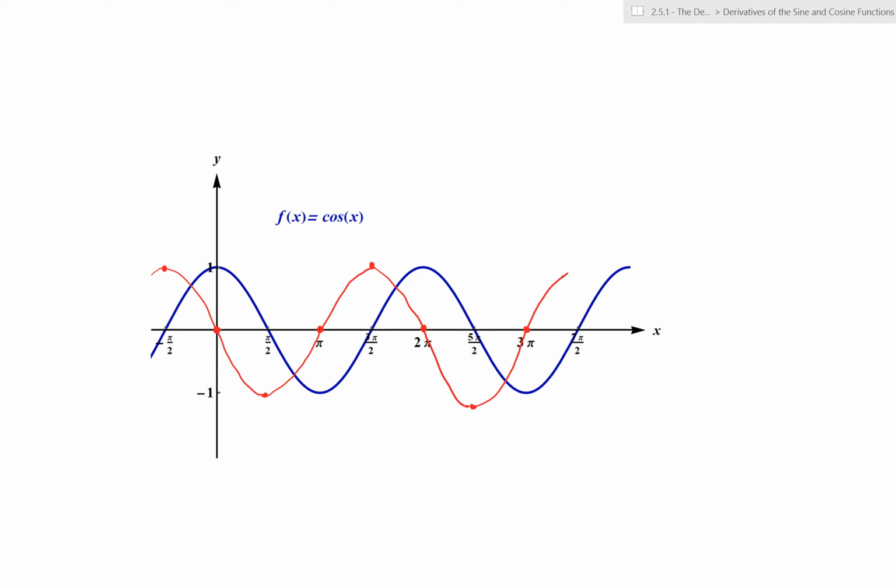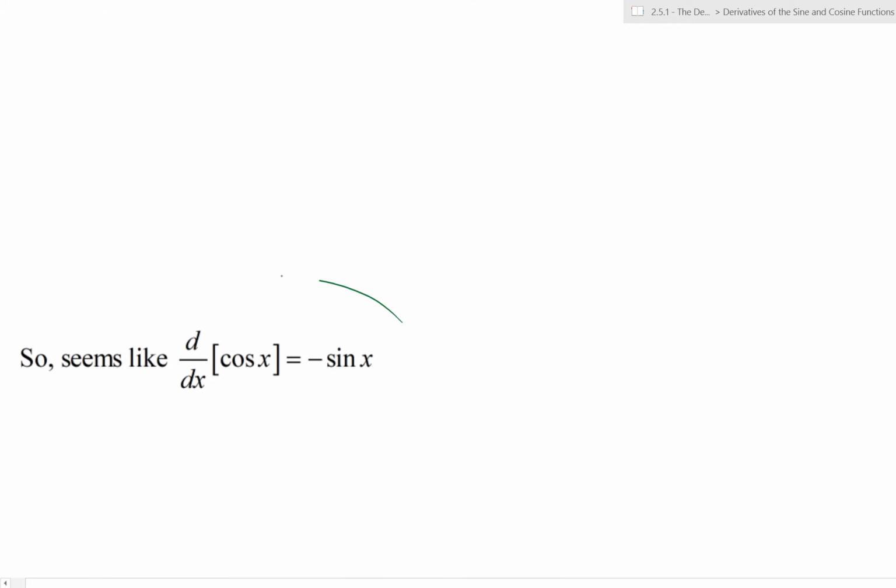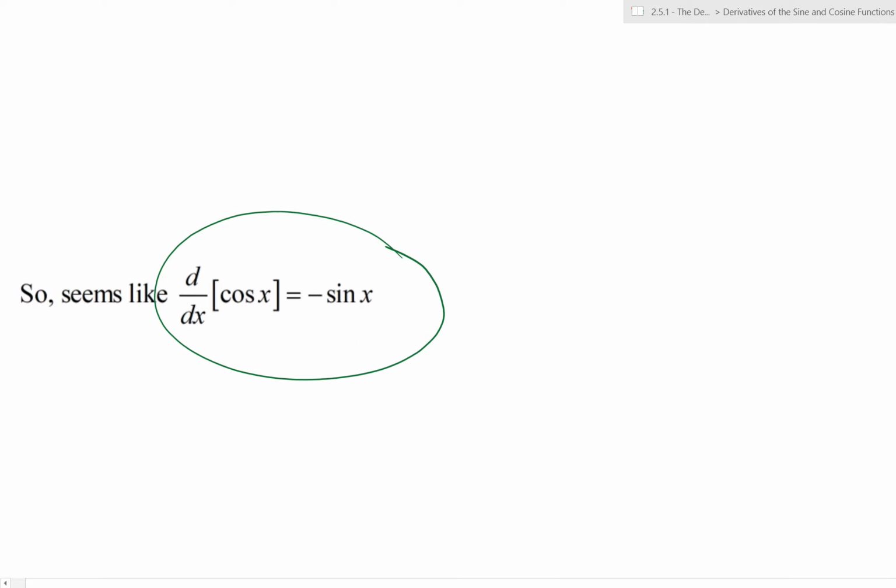Because the sine function, starting at x is 0, increases to 1 first. But here we see it's decreasing. But if I were to reflect that red graph about the x-axis, I would get exactly the sine function, like so, right? And so on and so on. And thus, we may suspect that the derivative of the cosine function is actually not sine of x, but perhaps negative sine of x. That's our hypothesis here, just by inspection.